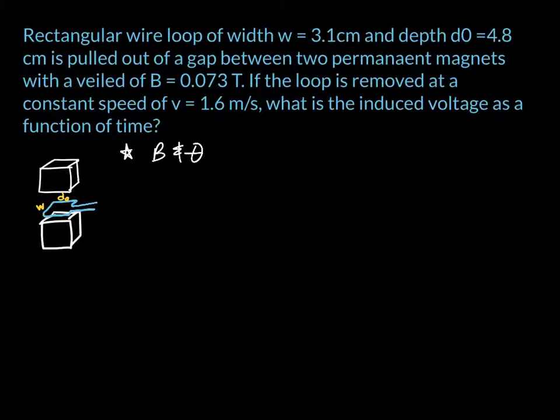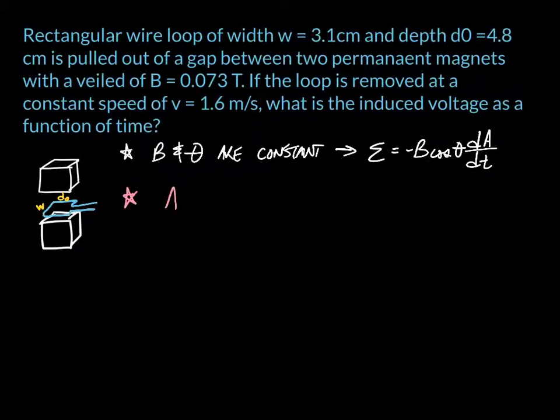B and theta are constant. The magnetic field is fixed. Its inclination to the field is fixed. So this means our function is minus B cosine theta, because they're not changing, dA/dt. So now we have to figure out what's the area function.